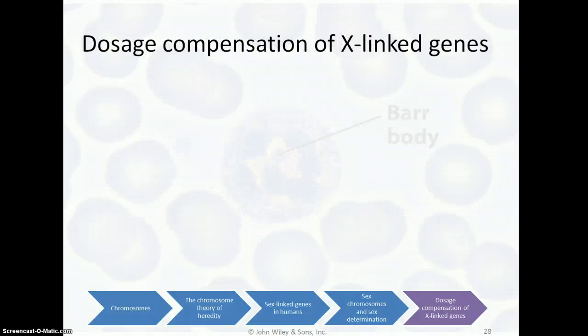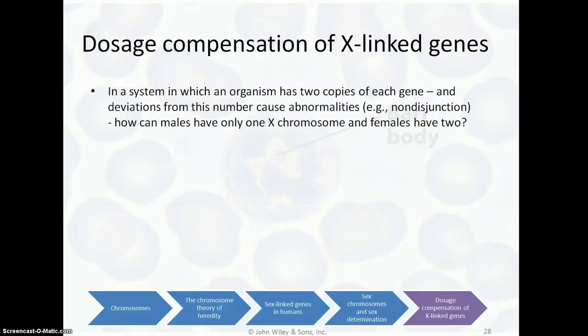Now, what's interesting to think about is a system in which an organism has 2 copies of each gene. We've got 22 pairs in humans. Most of our cells have 22 pairs of autosomes, so we have 2 copies of each gene. If we deviate from that number, we're going to cause abnormalities. For example, if we have too many chromosome number 21s, we're going to have Down syndrome.